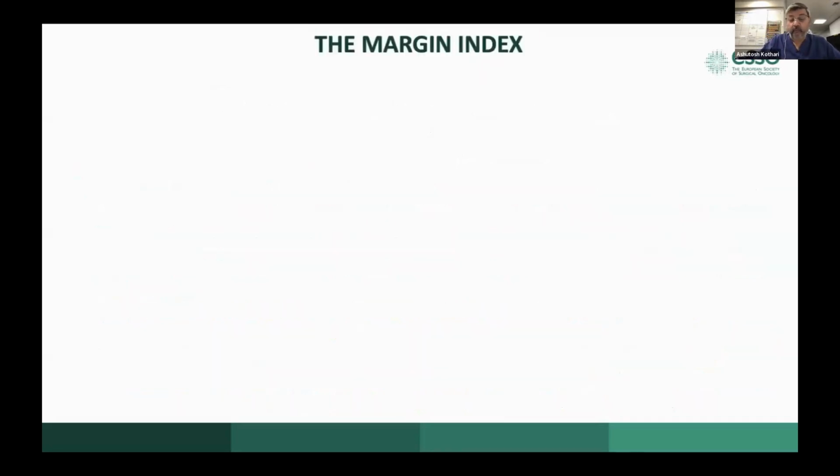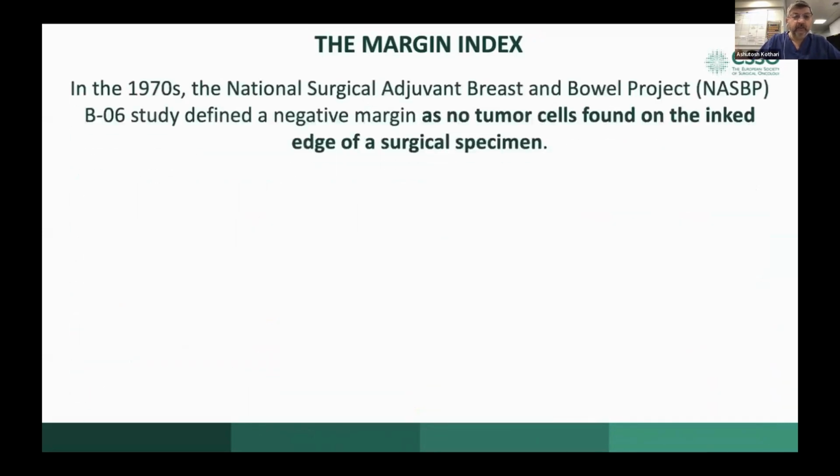So what I'm going to talk to you today about is what I call the margin index. And I don't know why this is not coming out there. If you look way back in 1970, talk about reinventing the wheel, when they did the NSABP trial B06, they defined negative margins as no tumor cells found on the inked edge of the surgical specimen, i.e., no tumor on ink. This is 1970, mind you. And then we went to wider is better, bigger is better, 1 is better, 2 is better.